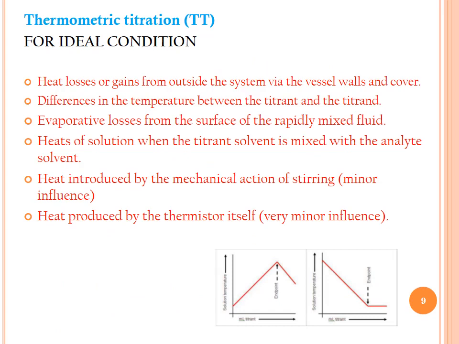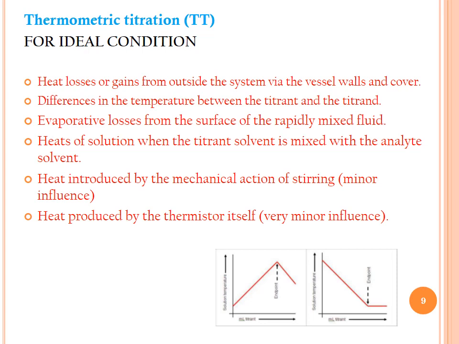For ideal conditions in TT, heat losses or gains from outside the system occur via the vessel walls and cover. Other influences are differences in the temperature between the titrant and the analyte, evaporative losses from the surface of the rapidly mixed fluids, and heat of solution when the titrant solvent is mixed with the analyte solvent. Heat is also introduced by the mechanical action of the stirring, a minor influence, and heat produced by the thermistor itself, a very minor influence.